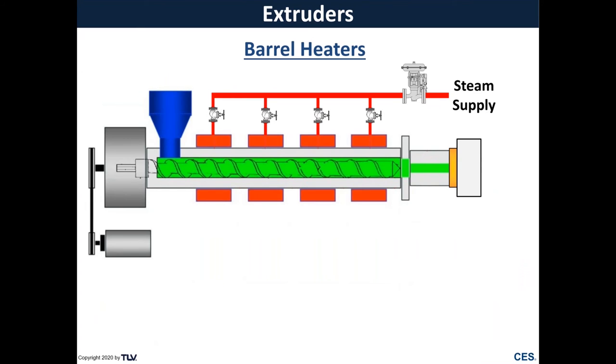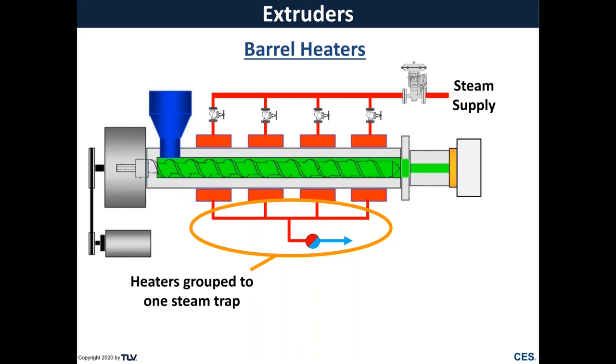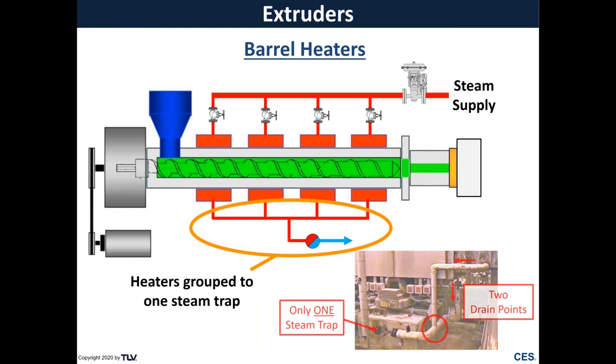Barrel heater sections are typically supplied with steam at the same pressure to maintain heat at or above the minimum required temperature for the polymer being extruded. However, the heat duty of each section may be different depending on the temperature of the plastic in the barrel. The heaters are also drained by separate lines initially, but it is not unusual to see these lines tied together to one steam trap, an arrangement known as group trapping. This photo shows two separate drain lines tying into one steam trap.